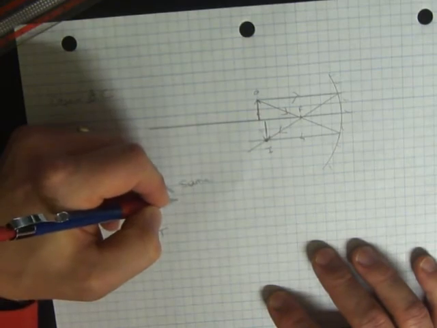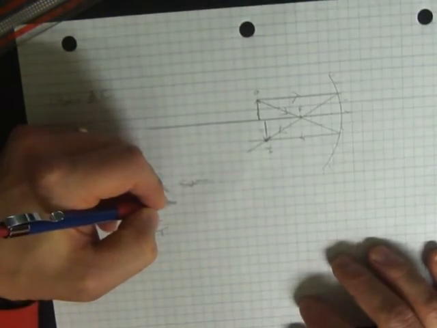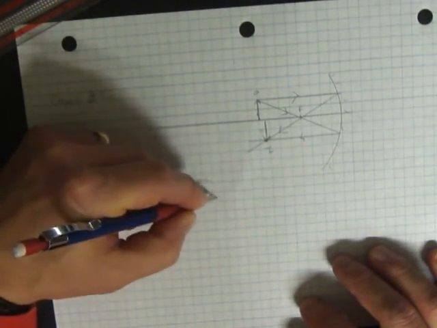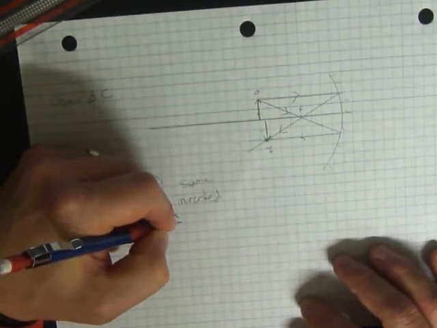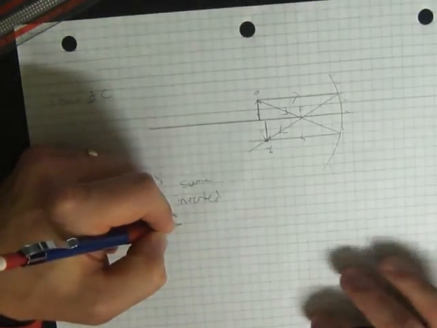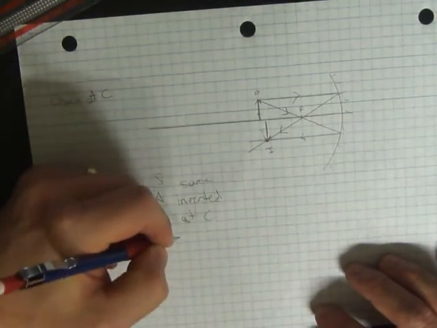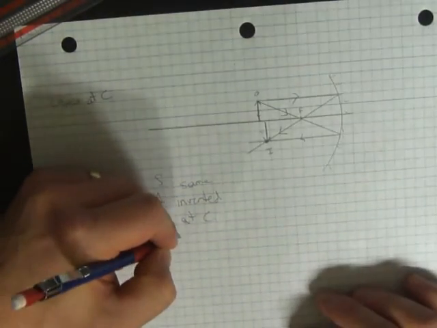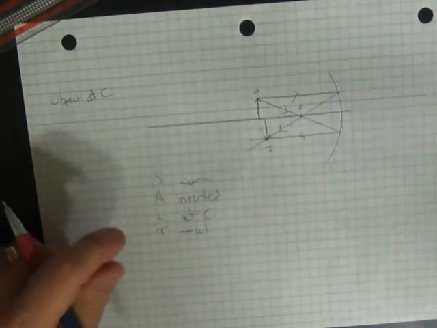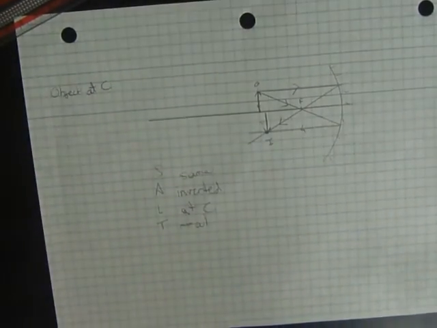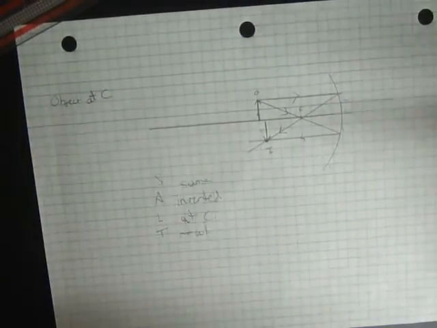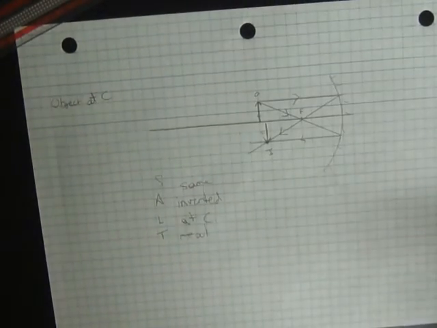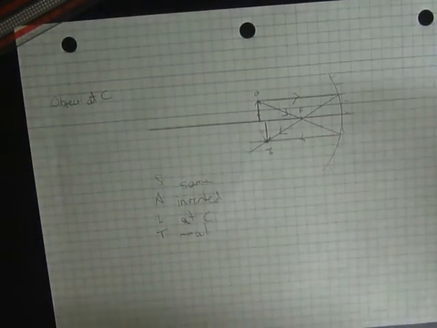Attitude. Yep. Inverted. Location. Yep. At C. And what type is this? Yep. Real. I'm taking the same person, whoever puts the hand up. This is pretty straightforward stuff. It's out in front of the mirror. It's a real image. That means that this image should be able to be projected onto a screen.